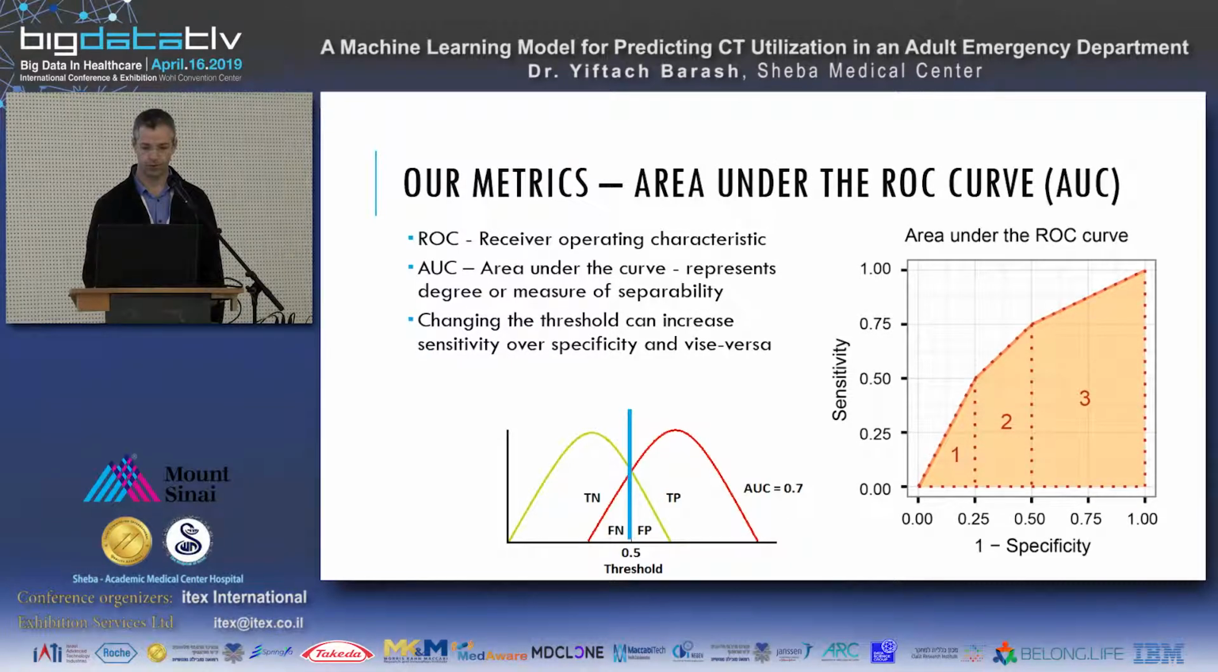Before getting into our results, I would like to explain the metrics we chose. We chose the area under the curve, which represents the degree of measure of separability. An excellent model has an AUC near 1, and when the AUC is 0.5, it means that the model has no class separation whatsoever. We can see that by changing the threshold, we can increase sensitivity over specificity and vice versa. And now it's a question of our need. For example, we can specify a subgroup of patients that with a very high level of confidence need a CT scan, and we can try to promote them directly. In such a case, we chose specificity over sensitivity.